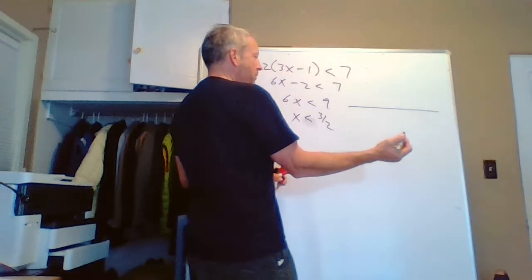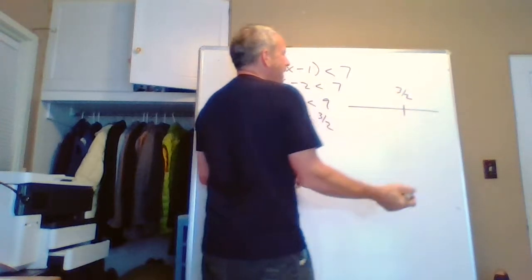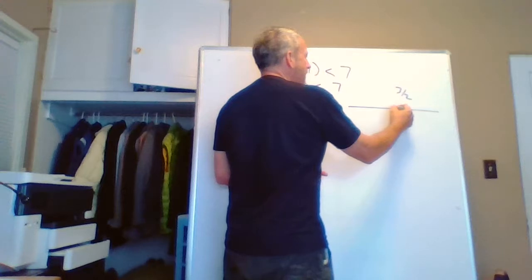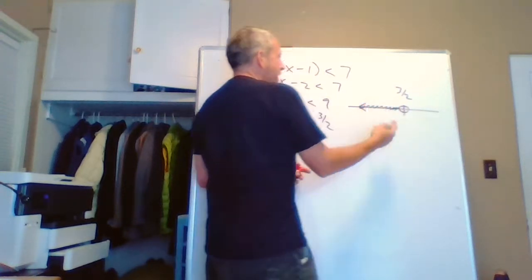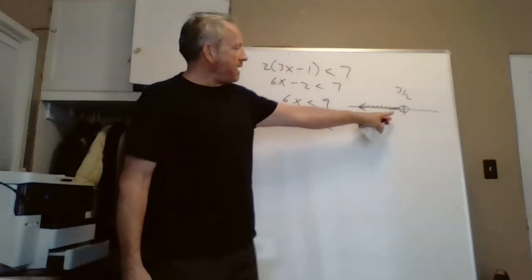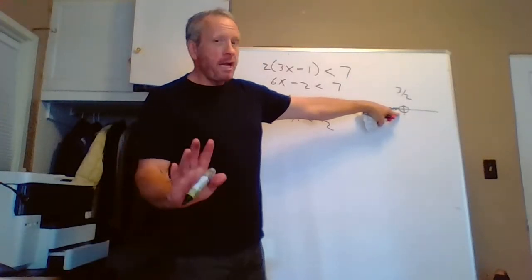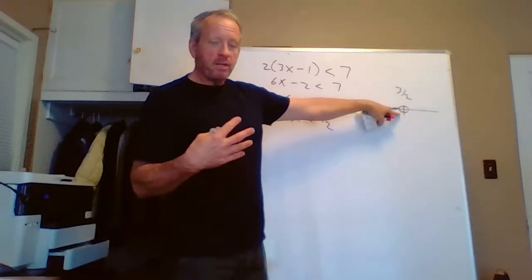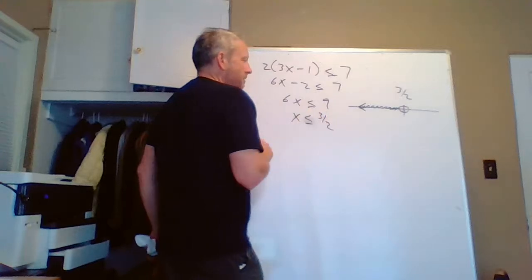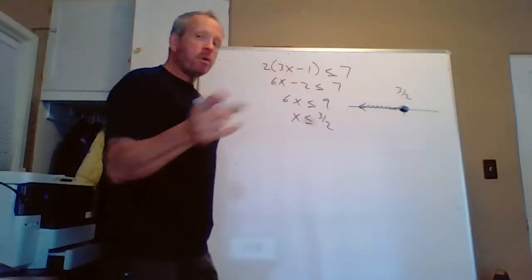So here's our number line, and let's just say here is 3 halves. Now there's a couple of standard ways of doing this. One is to have an empty dot and shade into the left, because those are all the numbers that are less than 3 halves. And by convention, if I leave the dot empty, I mean don't include 3 halves, but everything less than 3 halves. If this problem had been less than or equal to, then by convention I would shade this in. That's one way to graph it.